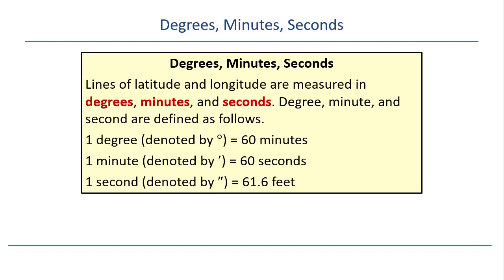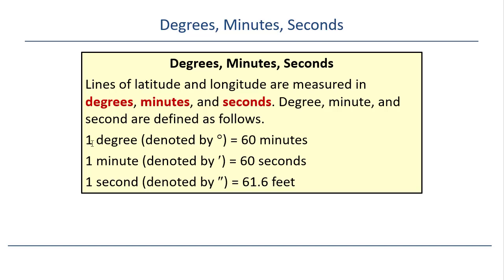It's kind of crappy because minutes and seconds are in 60s. It'd be so much nicer if we had a measurement system similar to the metric system where everything was in powers of 10. But unfortunately, this system was developed a long, long time ago before the metric system, and so we're stuck with 60 minutes, 60 seconds for degrees, minutes, and seconds, right? Each 1 degree is made up of 60 minutes. Each minute is made up of 60 seconds, and then 1 second is equal to 61.6 feet. That's just the way we've divided things up.